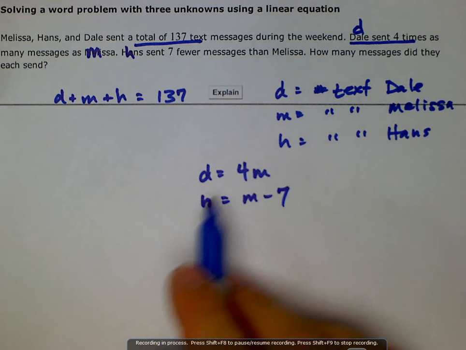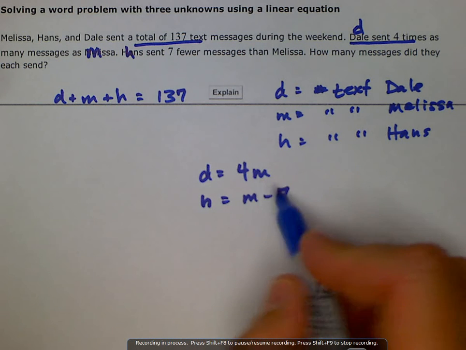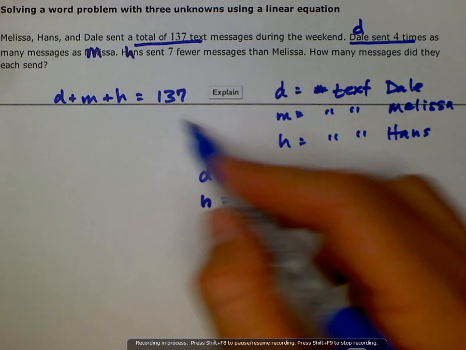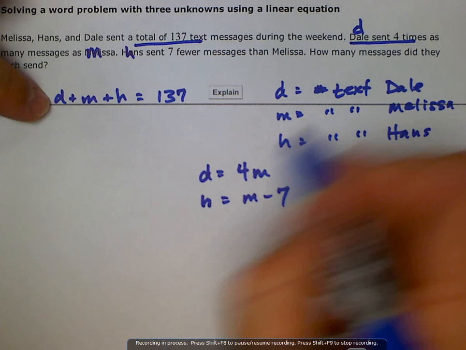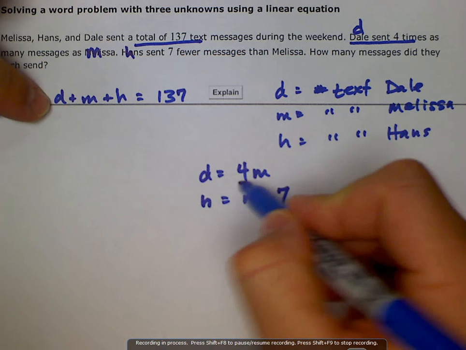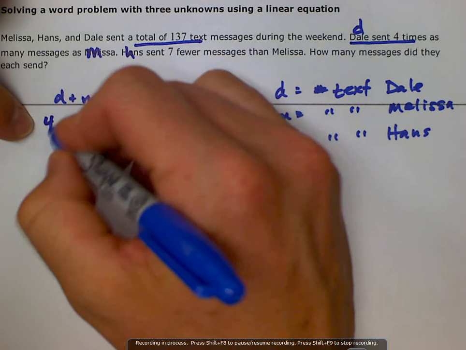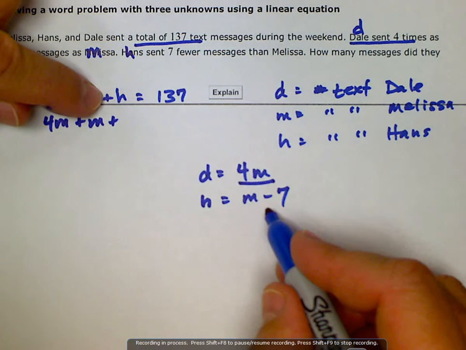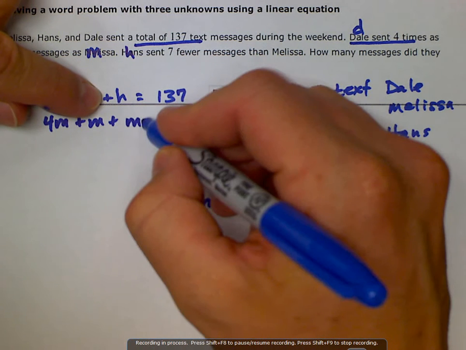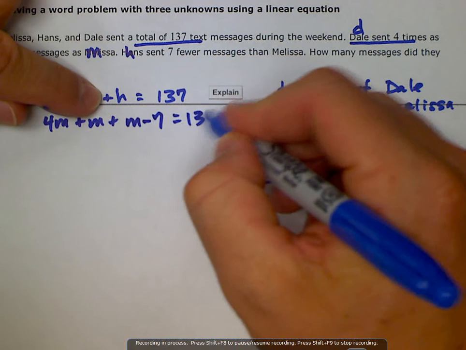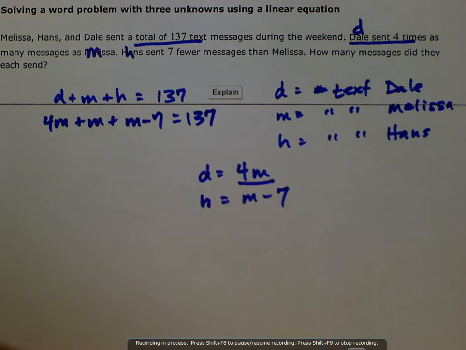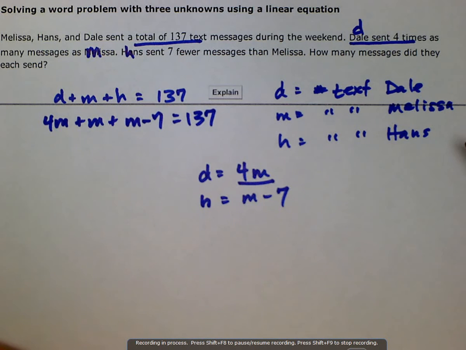And now we can substitute this expression in for the other variables. So we'll replace D with 4M. So now we'll have 4M plus M plus H, which is now M minus 7, is equal to 137. And in this way, we have one variable, and we can solve for M, and then plug that value back in order to solve for D and for H.